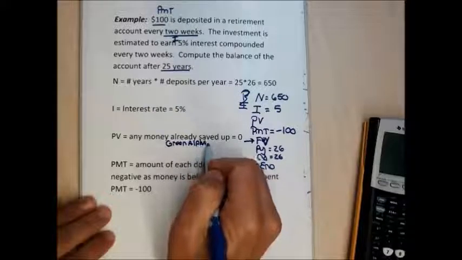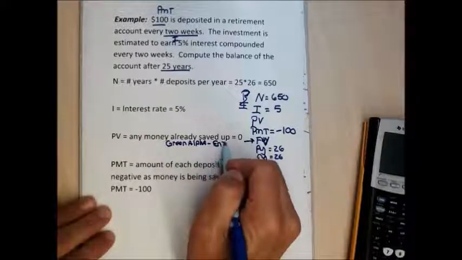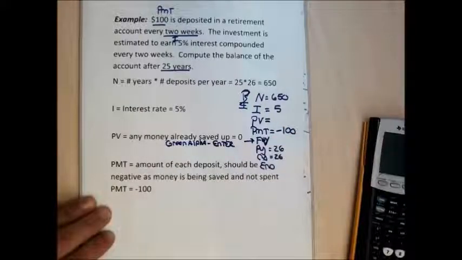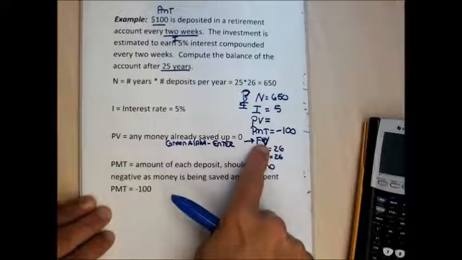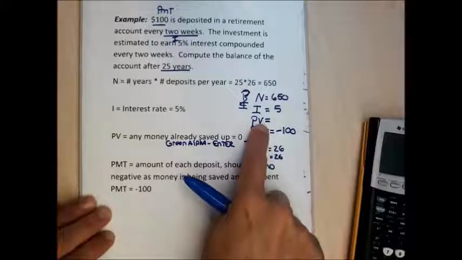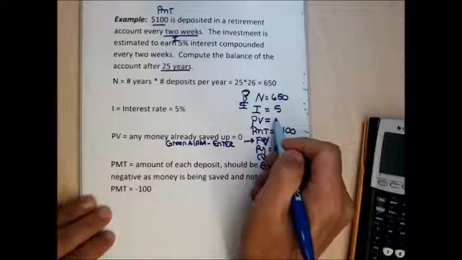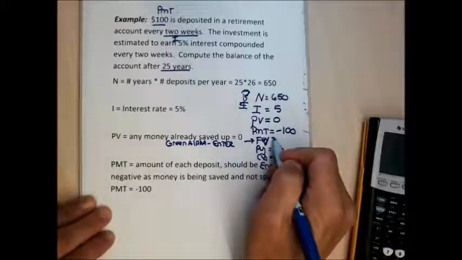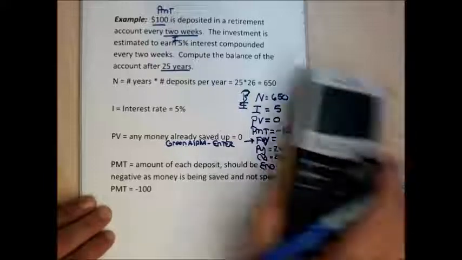So hit green alpha and then enter. But I need to get a value in for the PV before I do that. In the car problems, the FVs were always assumed to be 0. The PV in savings problems is any money that we already have saved up. Because we don't have any money saved up, I'm going to put a 0 there. And now I'm going to have my calculator help me solve for the FV.